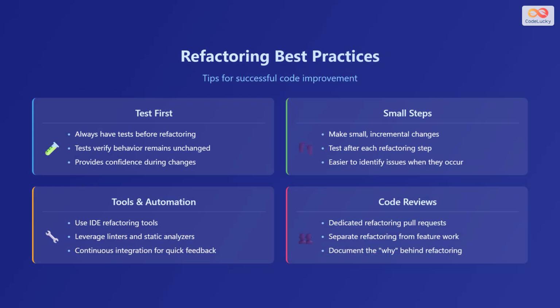Here are some tips for successful code improvement through refactoring. Always have tests before refactoring. Tests verify behavior remains unchanged and provide confidence during changes. Make small, incremental changes. Test after each refactoring step. It is easier to identify issues when they occur. Use IDE refactoring tools, leverage linters and static analyzers, and use continuous integration for quick feedback. Have dedicated refactoring pull requests. Separate refactoring from feature work, and document the why behind refactoring.